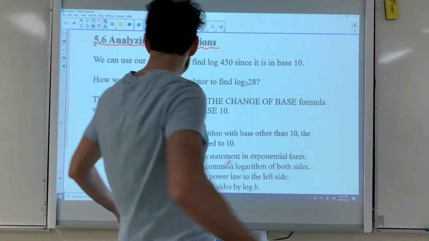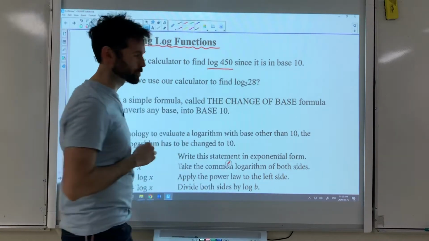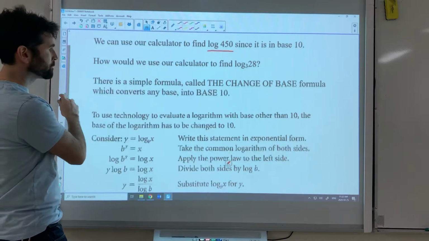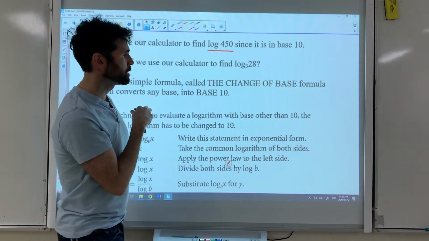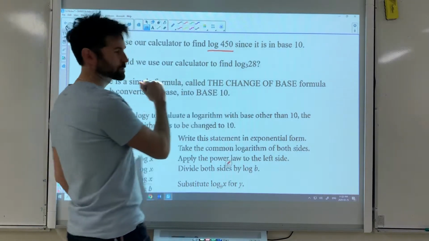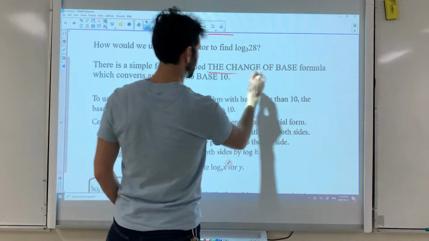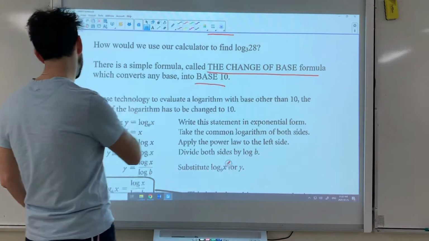Okay, so change of base formula. So we can easily use our calculator to find log 450 because it's in base 10. That's easy peasy. But what if you had log base 3 of 28? Unless you have one of the fancier calculators, you're not able to calculate that on a calculator. So there is something called the change of base formula, which basically converts anything into base 10 for us.